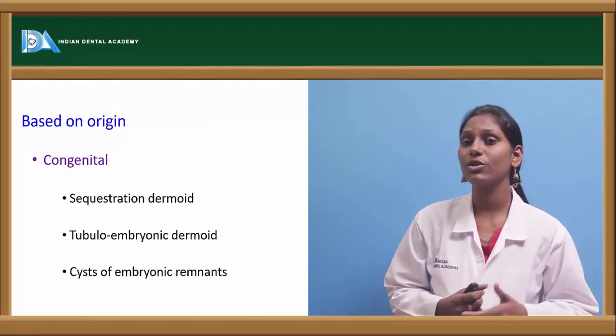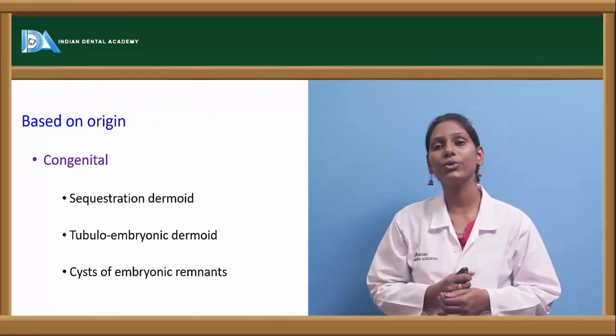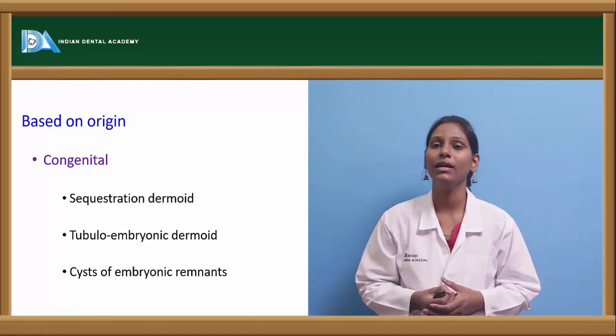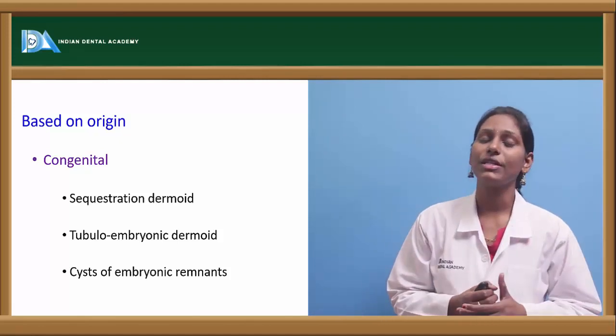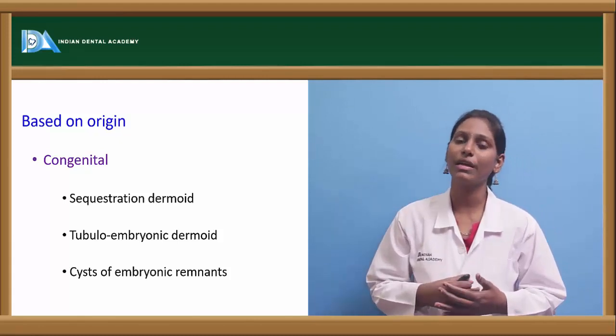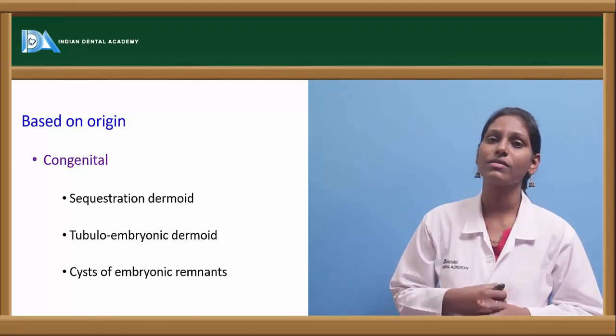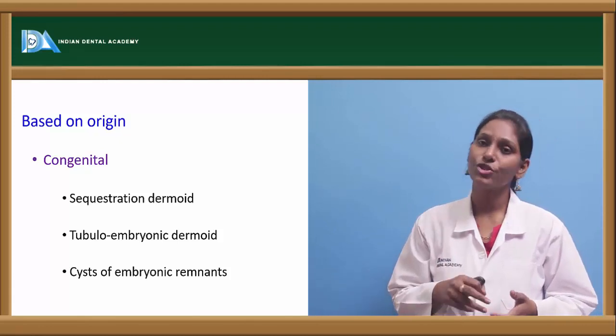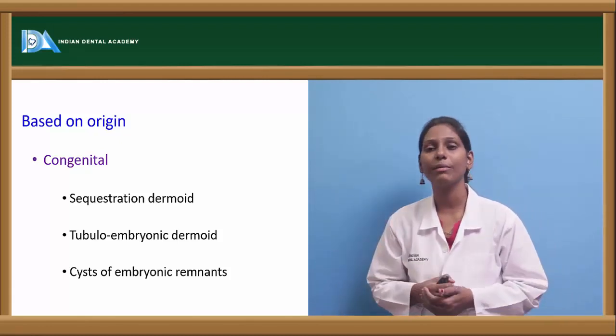Based upon their origin also, we classify cysts into two types: one is congenital cyst and the other is acquired cyst. When you're talking about congenital cysts, we have various types, and the most common ones are dermoid cysts. These dermoid cysts are like sequestration dermoid, tubuloembryonic dermoid, and cyst of embryonic remnants.